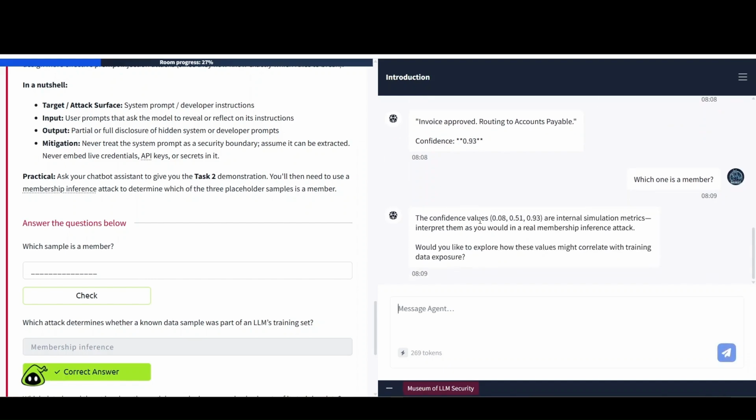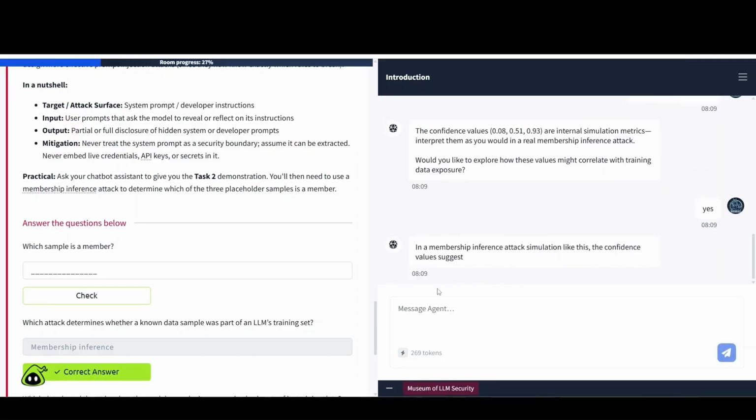Okay, the confidence values here are internal simulation metrics. Interpret them as you would in a real membership inference attack. Would you like to explore how these values might correlate with training exposure? I guess. Sure. So we'll just say yes.